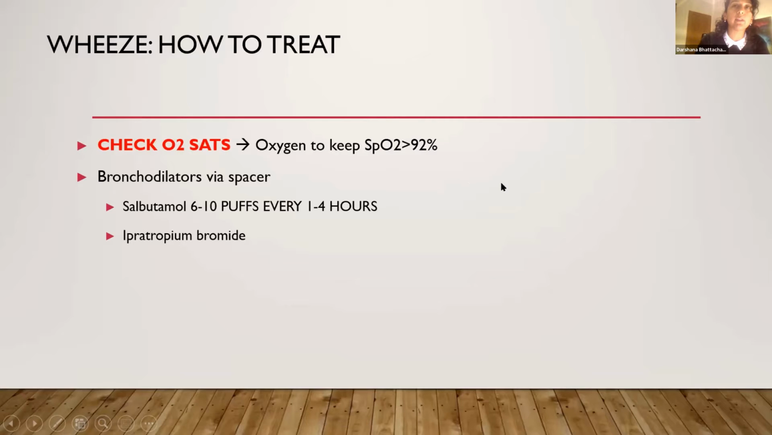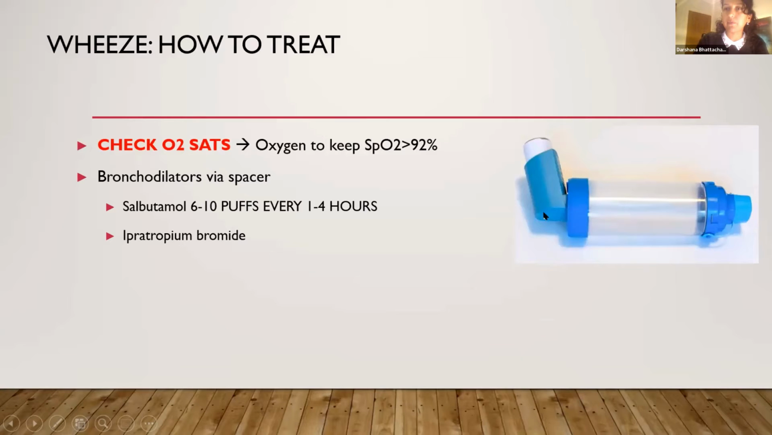Salbutamol is a beta-2 agonist, and you want to give these bronchodilators via this device, which is called a spacer. The reason we give that to younger children is because, firstly, younger kids are not very good at coordinating the breathing technique with just an MDI, a metered dose inhaler, as it is here. And secondly, the spacer disperses the particles of the salbutamol into a larger area, so children are able to use that mouthpiece and breathe in and out much more easily.